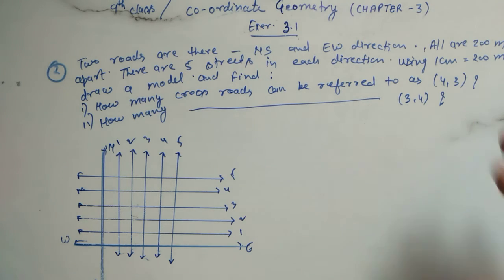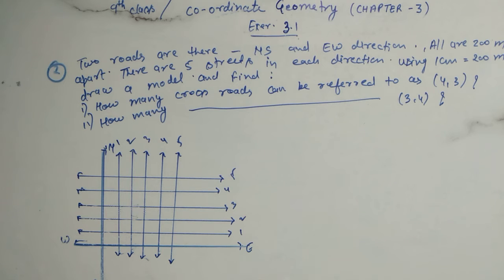You are given a scale, 1 centimeter to 200 meters, and you have to draw its model, as well as find the answers to these questions. For it, first of all, we have drawn the north-south and west-east lines. These dark, double-sided lines are the two main roads, in the north-south direction and the west-east direction.